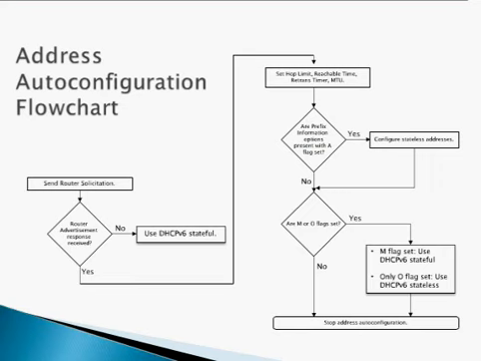If the A flags are not set, or we've done configuring stateless addresses, we see if the M or O flags are set. And if the M flag is set, or the M and O flags are set, we do DHCP stateful. If just the O flag is set, we do DHCPv6 stateless. And then once that is done, we're done with address auto configuration, and we can proceed with other network startup processes.